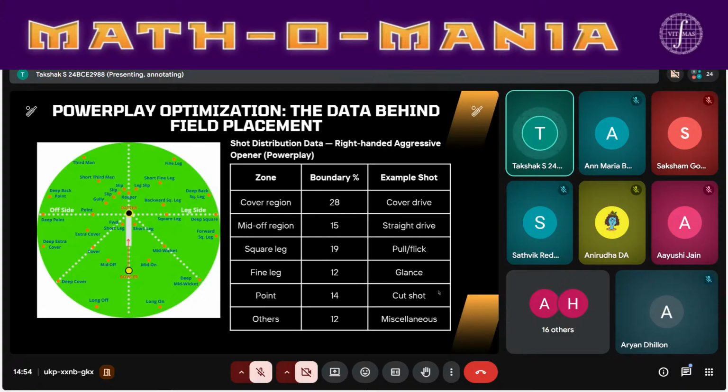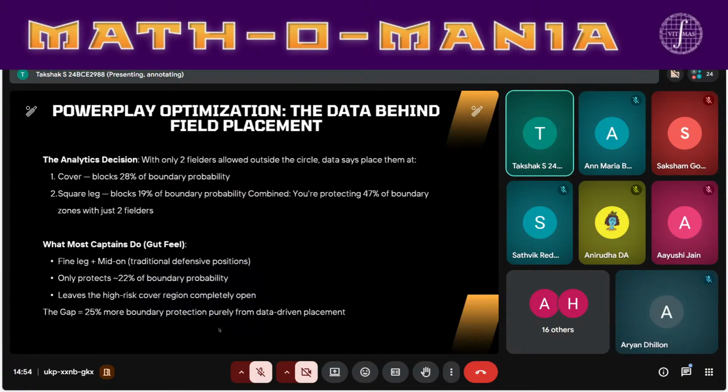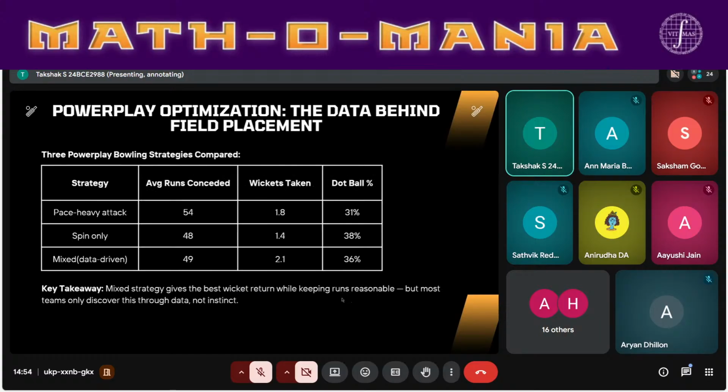And that is an extraordinary competitive advantage, and it is available to any team willing to invest in collecting and analyzing shot distribution data. And that is what is mentioned in this slide. And then the power play optimization.